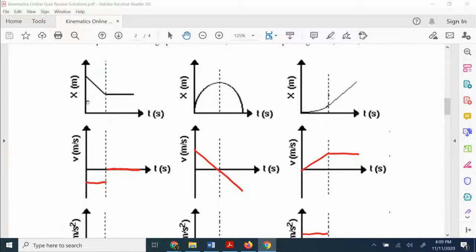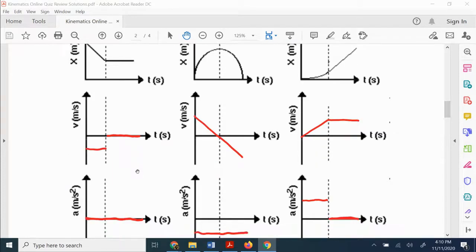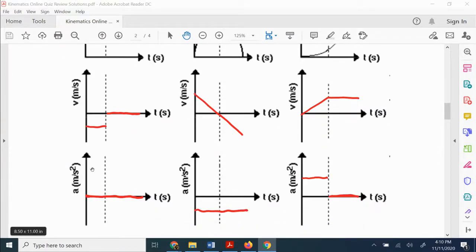And looking at these ones, right, we have a negative constant slope, so that's a negative constant velocity, and then a slope of 0, so the velocity is 0. For the acceleration, right, the slopes of both of these lines are 0, so the acceleration is 0 the entire time.